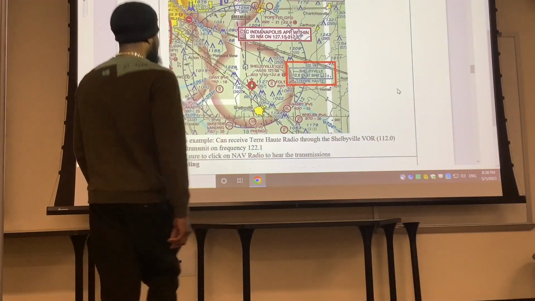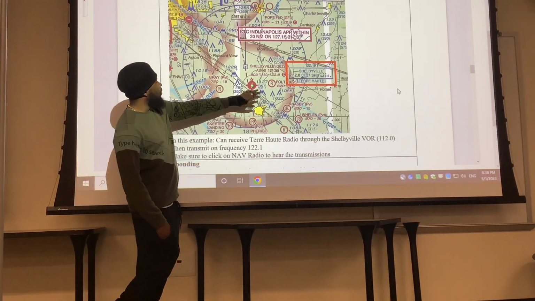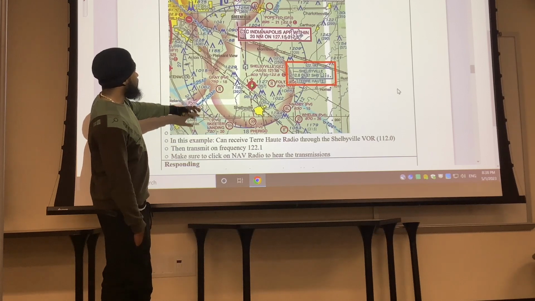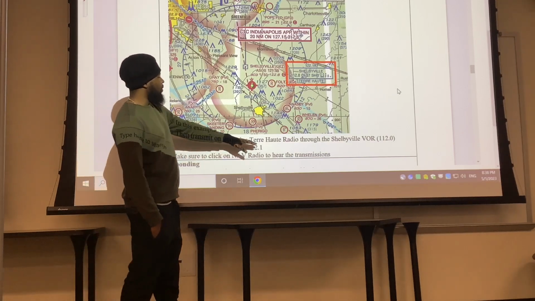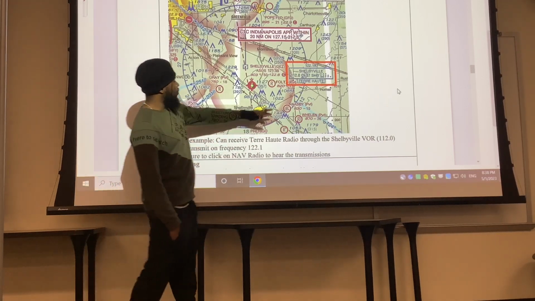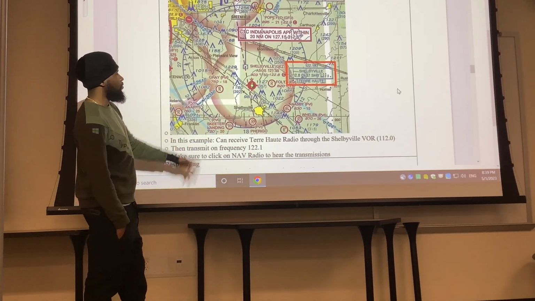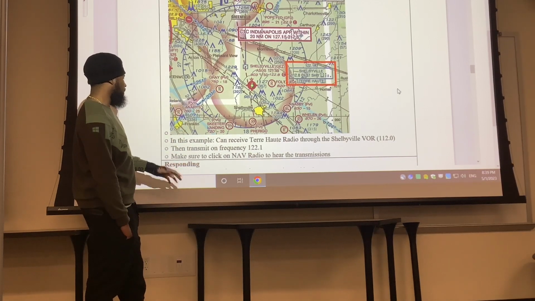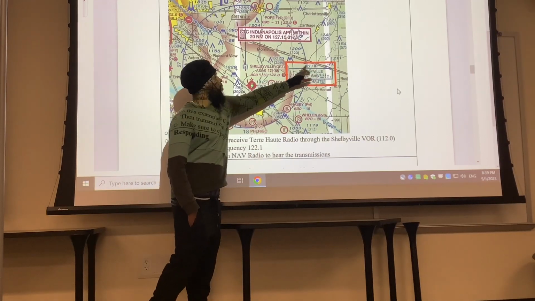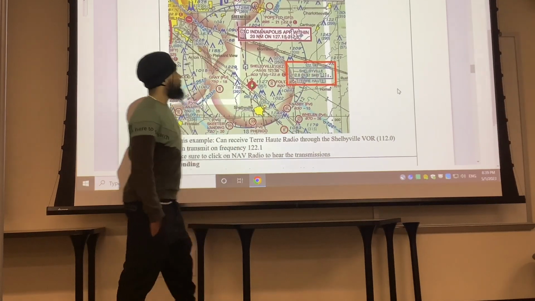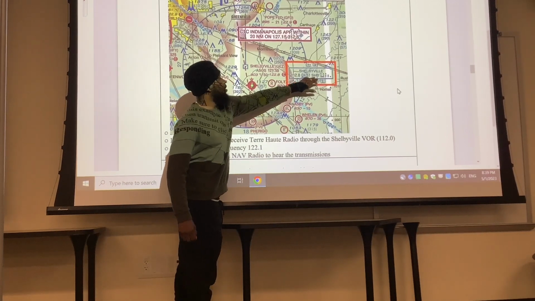Alright, now I'm going to briefly go through a very special scenario where you can receive information via VOR. You can receive special information through the VOR, and this example right here is that you can receive information through Terre Haute radio, which is 122.0. So you get any advisory information you might need through that frequency. But if you want to communicate, then you have to transmit on 122.1, which is up here above the box.